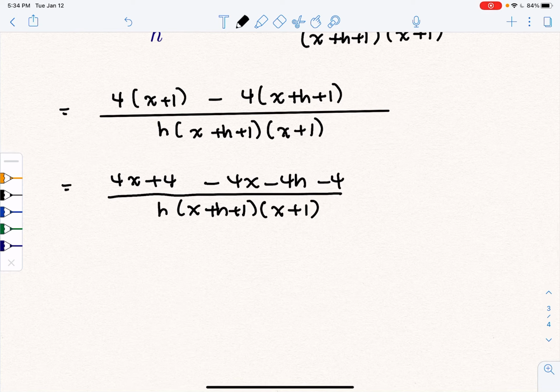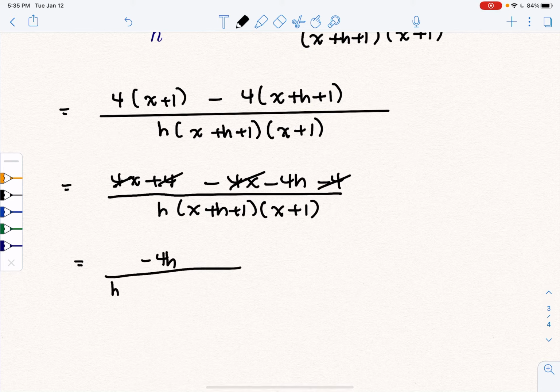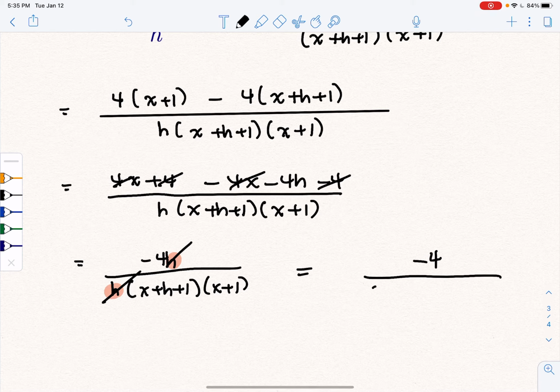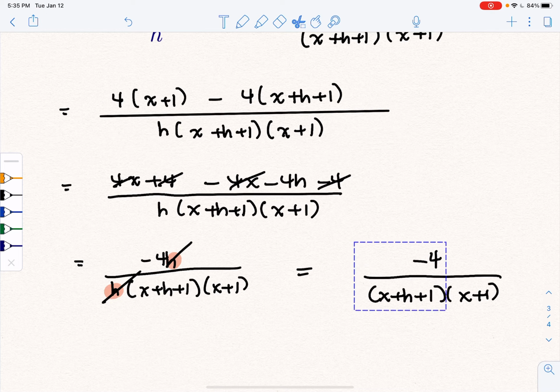And you notice that things do simplify in the numerator. So the 4x's go away and the 4's go away, and we get a negative 4h upstairs. And we get an h times this thing again. And now notice there's a common factor of h between the numerator and denominator. So those cancel out. So our final answer is negative 4 over x plus h plus 1 times x plus 1. And that's all there is to it.